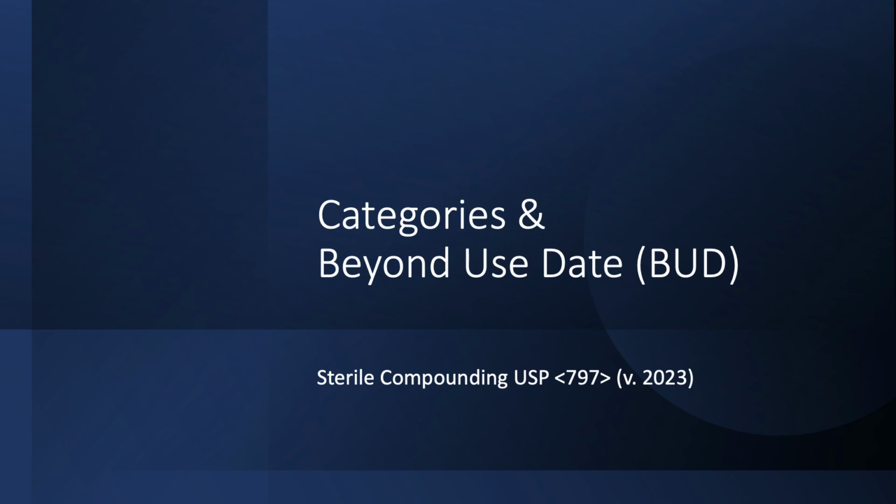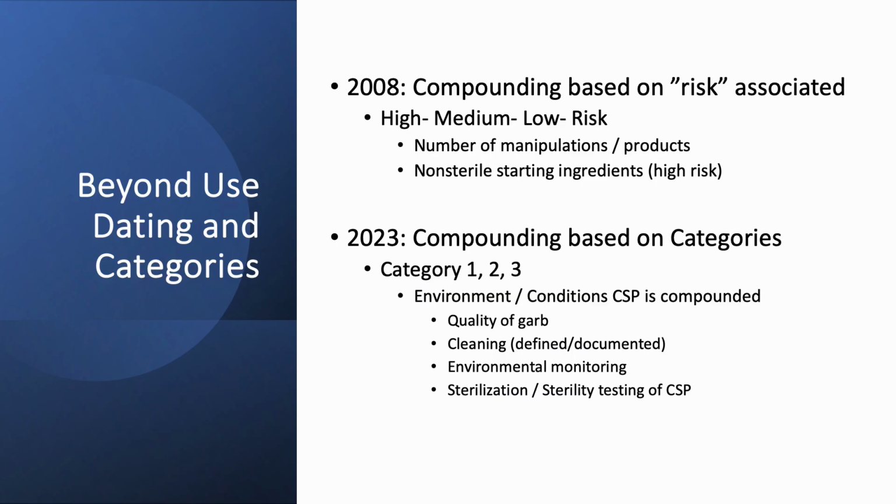Now that we understand more about ISO classification, let's move on and talk about categories and beyond use dating in USP 797 version 2023. In the older version, 2008 USP 797, they focus on risk-associated compounding, where they establish high, medium, and low risks, where they focus on the number of manipulations and the number of products being used, as well as if sterile or non-sterile ingredients are being used in order to associate risk back to that compounding process. However, now in 2023 USP 797, we see a shift.